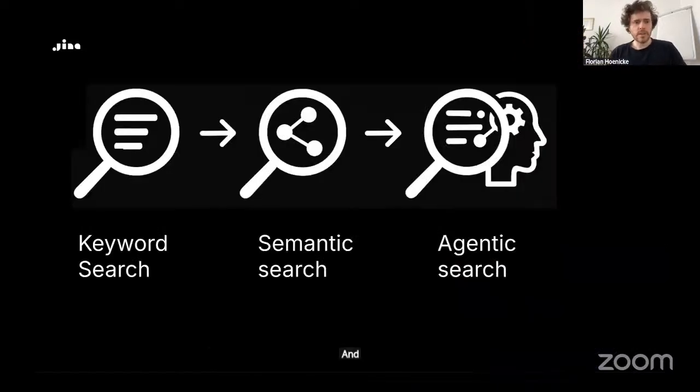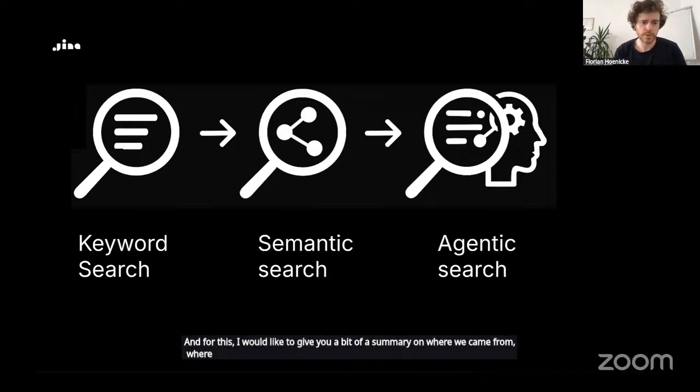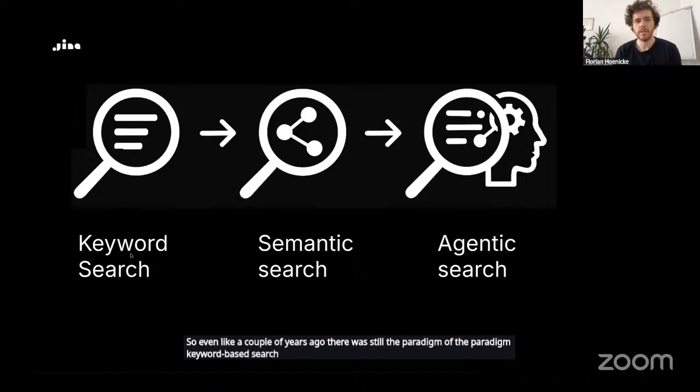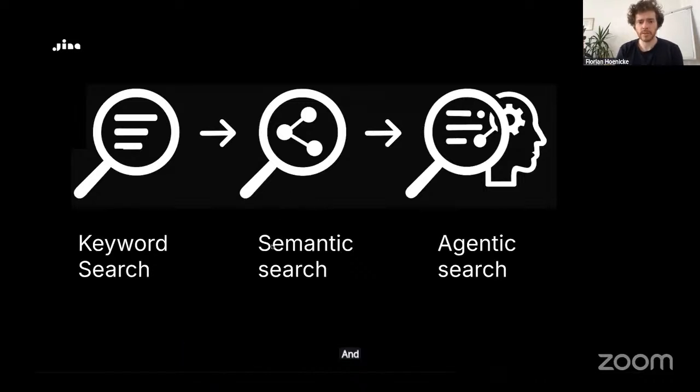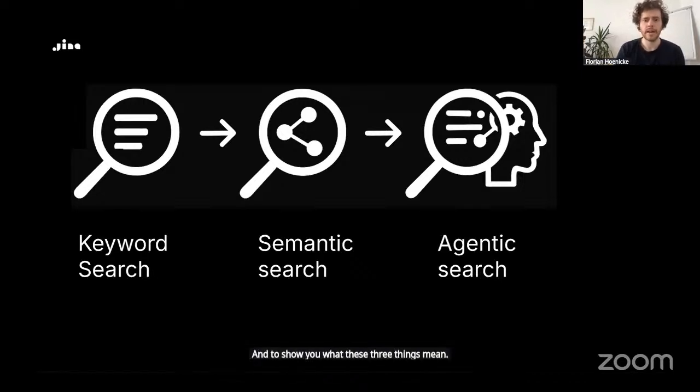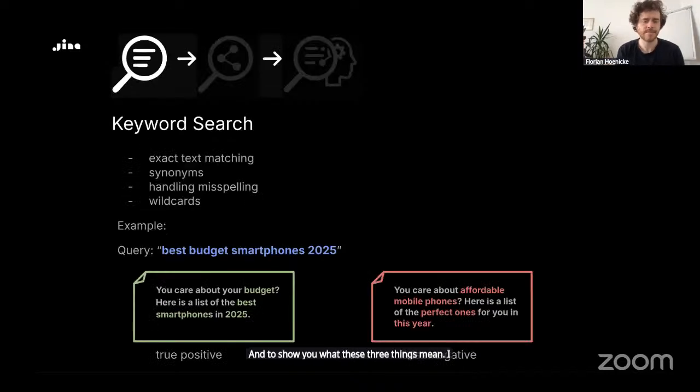For this, I would like to give you a bit of a summary on where we came from, where the whole research field and the whole industry came from. Even a couple of years ago, there was still the paradigm of keyword-based search engines. Then it went to semantic search, and now we enter the age of agentic search. To show you what these three things mean, I prepared some slides.